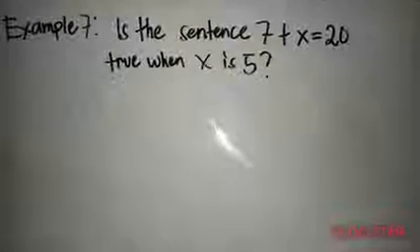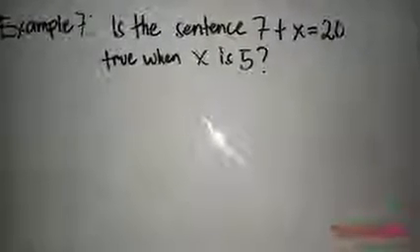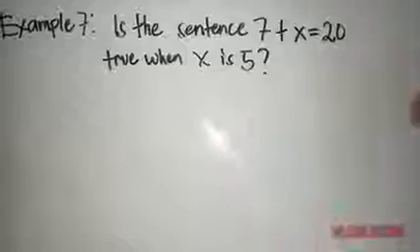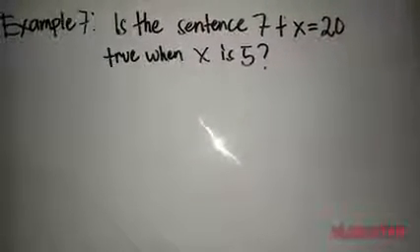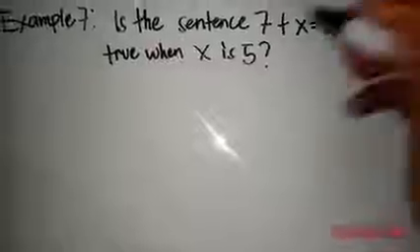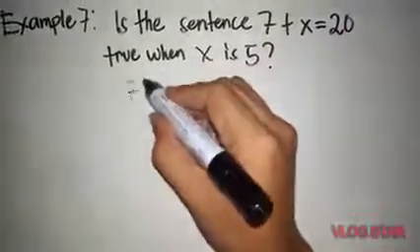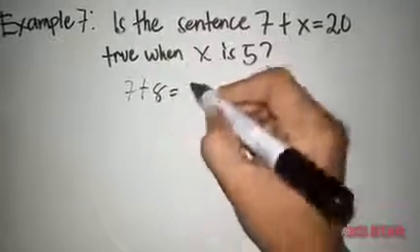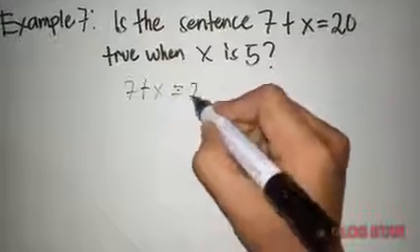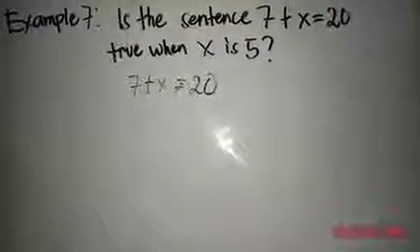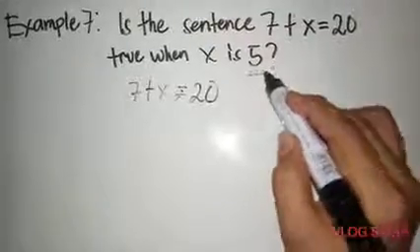Example number 7, is the sentence 7 plus x is equal to 20 true when x is equal to 5? So let's find out if the sentence is true given that x is equal to 5. So 7 plus x is equal to 20. So what we are going to do is to replace x with its value.